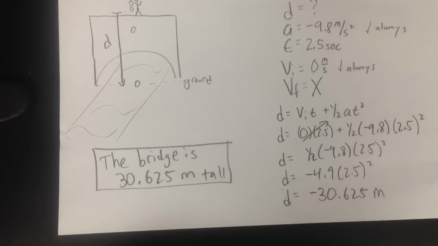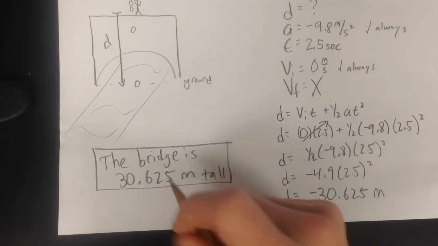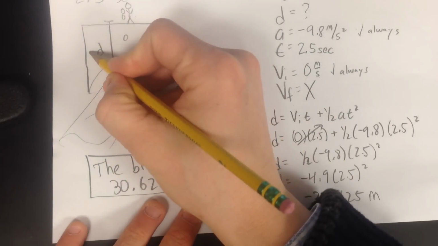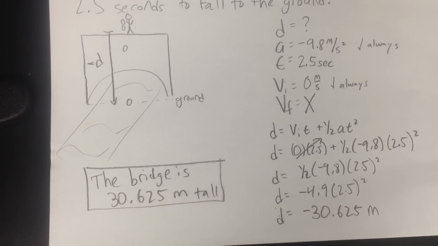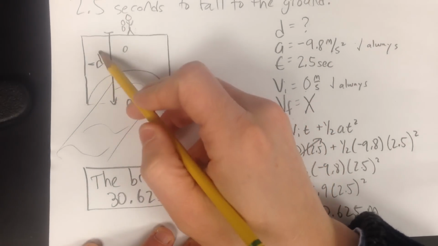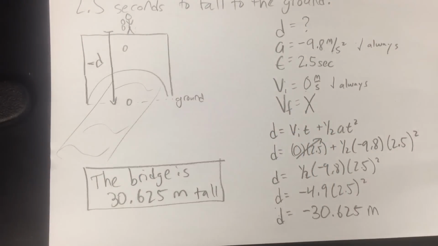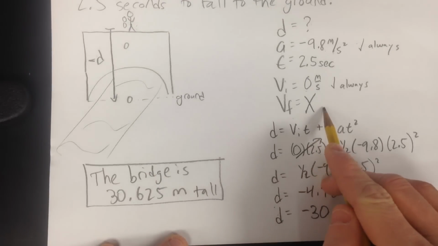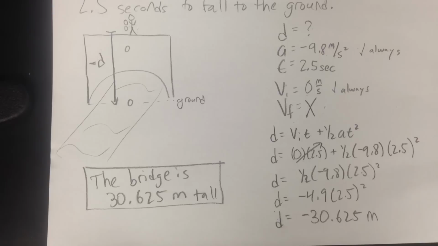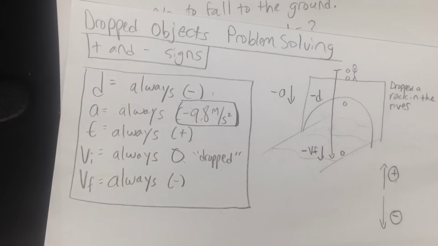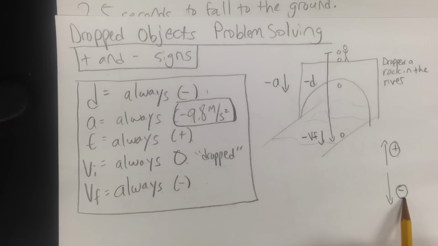But one thing, when you do solve these problems with dropped objects, if I tell you the bridge is 30 meters tall, you're going to need to plug that in as a negative, alright? Because if you drop something from it, that object goes down. So, even when you plug in distance for a dropped object, it's going to be a negative. If I asked you to find final velocity or plug it in, it's going to be a negative. So refer back to your list of negatives and positives. All the things that go down are negative, everything that goes up is a positive.